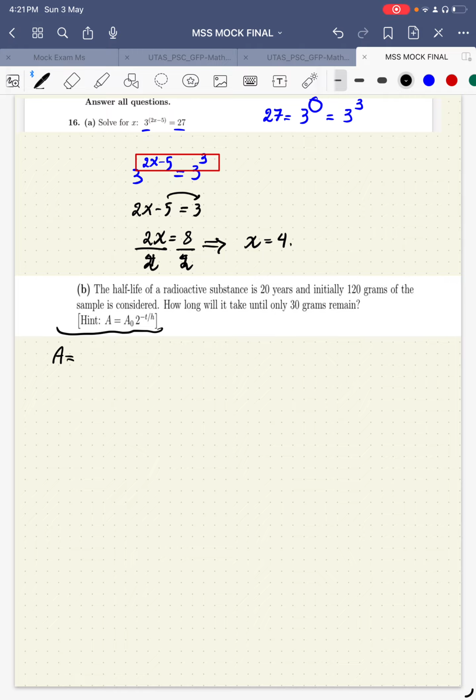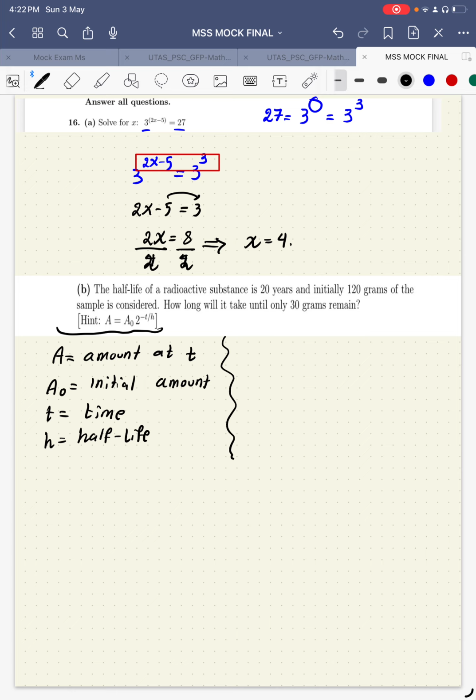So A stands for the amount at T. A0 is the initial amount, the amount we started with. T is the time. And H is the half-life. That's my model, and that's what I should know.